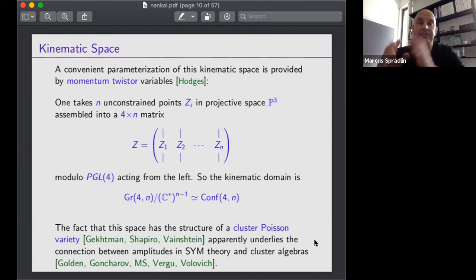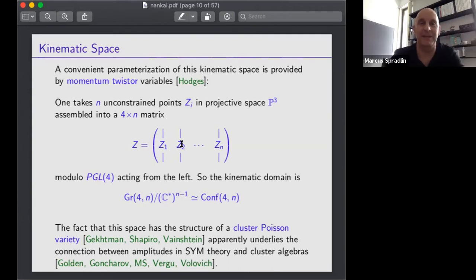We use variables called momentum twisters, which work as follows. You take just n arbitrary points in P3, have each one of them represented by a 4-component homogeneous coordinate, and put them in the columns of this 4 by n matrix that I call Z, okay? And in this representation, dual conformal symmetry just acts by left multiplication by an arbitrary invertible 4 by 4 matrix. So altogether, the kinematic space is, well, you can think about it either as a quotient of the Grassmannian or as a quotient of this matrix modulo PGL4.